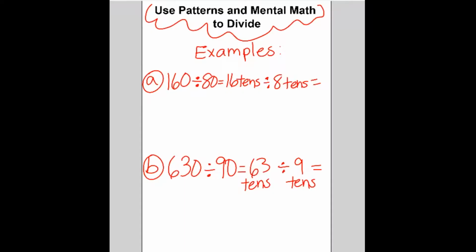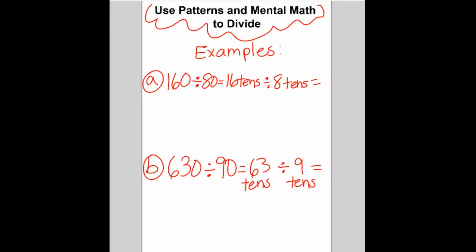Super friends, let's use patterns and mental math to divide. So we are getting into our division unit. We just finished our multiplication unit. We're going to do division unit. We're going to divide whole numbers. Then we'll work our way up into dividing decimals. Let's start with our first lesson of the unit.